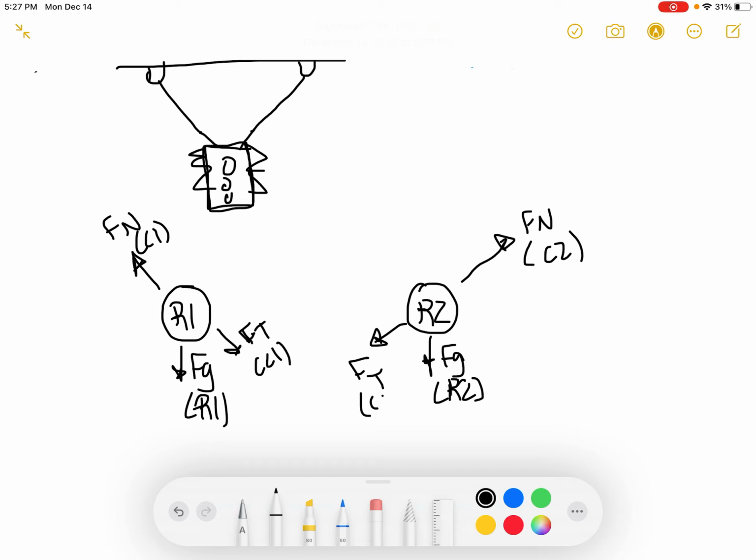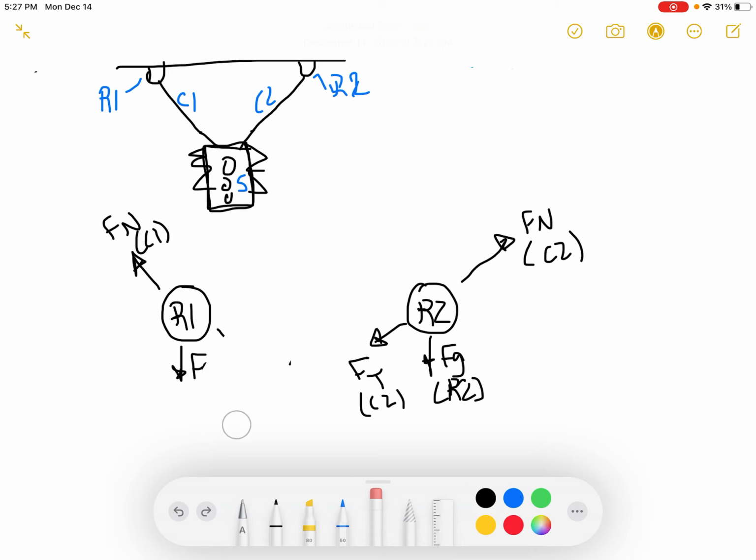Just so we know what I'm talking about, this is ring 1. That's ring 2. This is cable 1. This is cable 2, and this is the stoplight, which we'll call S. So, that's the free body diagrams of the rings. Remember, tension forces only happen with strings or ropes or cables. That's why we had it on this one and not the others.